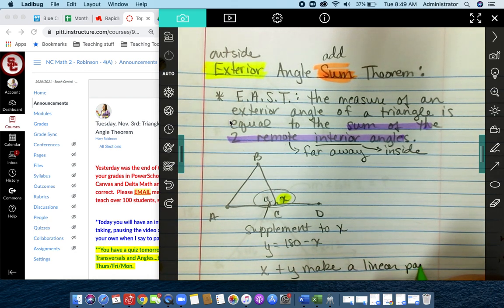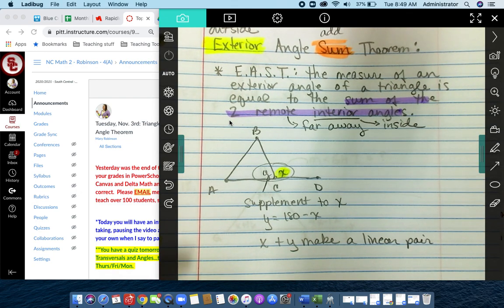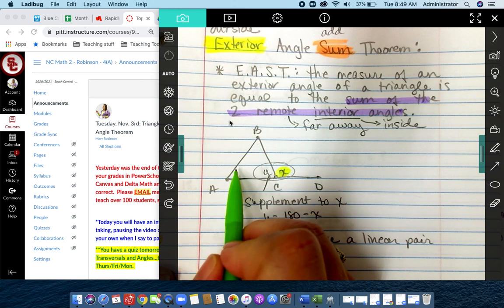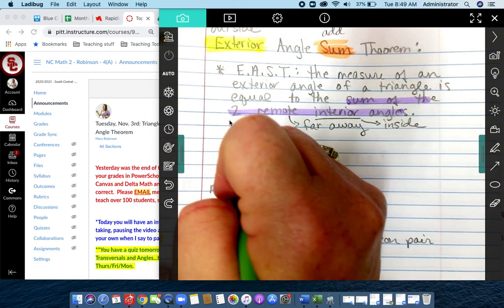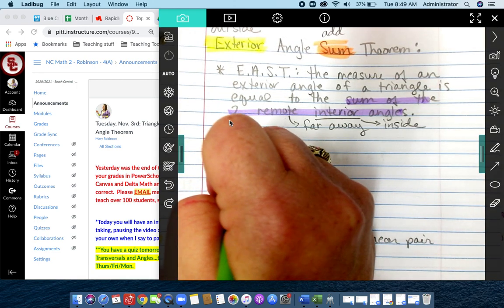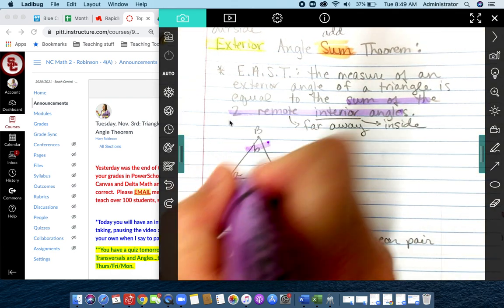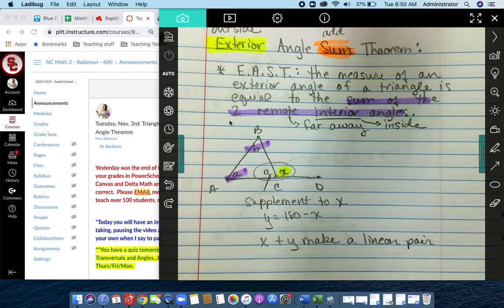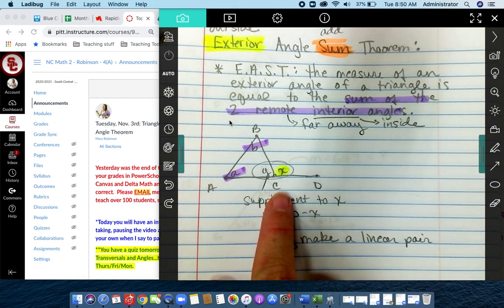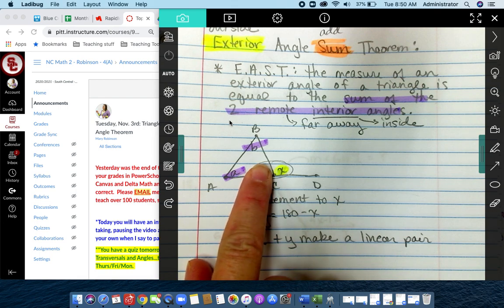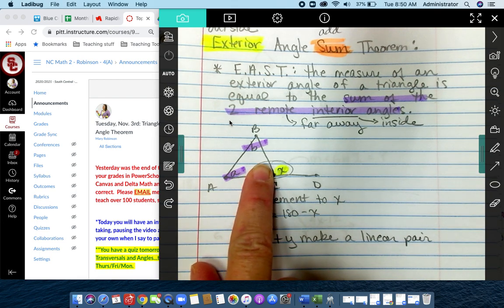And if you're not familiar with that terminology, you need to go back and do your other assignments. So this X is going to be equal to the sum of these two remote interior angles all the time. So I'm going to call this A and B and highlight them in purple. So that's what I mean by the two remote interiors. I always, and you'll hear me say it, cover up this interior angle here, this linear pair with X, and X will equal A plus B.